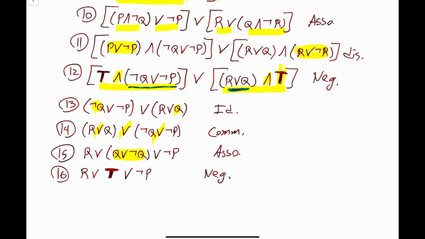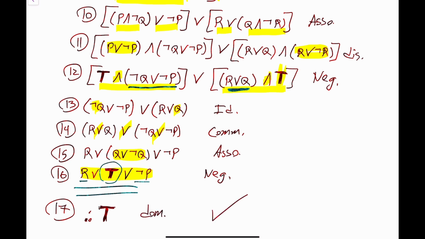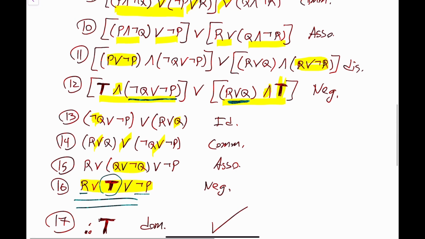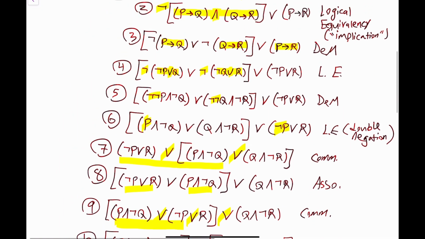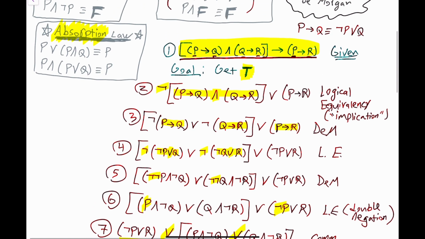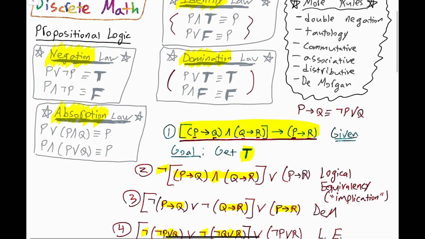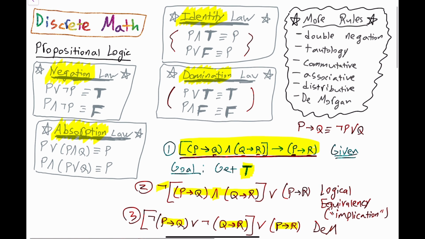But here we have this big disjunction. This option is necessarily true. So regardless of the truth or otherwise of R or not P, this disjunction is going to be true. And thus for 17, it is definitely the case that we have a tautology by the domination law. And so we have proved, step by step, that our initial proposition, in fact, is a tautology, resorting to the negation law, the identity law, and the domination law.